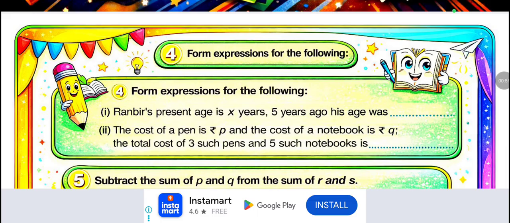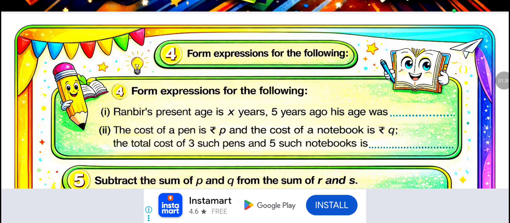Question number 4. Form expressions for the following. Ranveer's present age is X years. 5 years ago, his age was... The statement says Ranveer's present age is X years. 5 years from now, what will his age be? We have to form an expression, which means a formula in algebraic form. Can we form that?